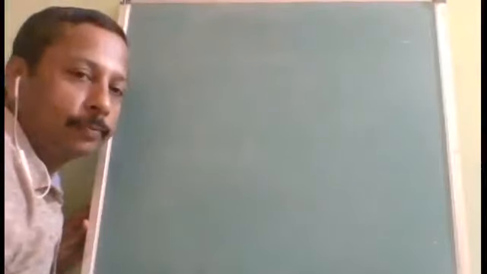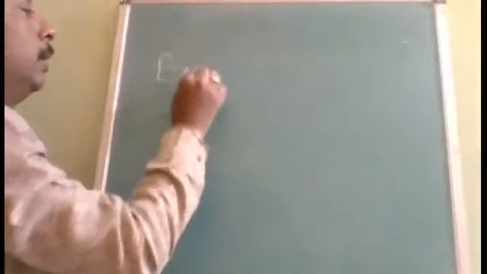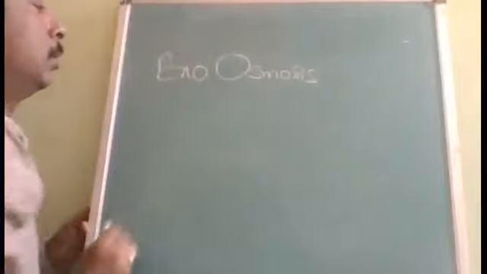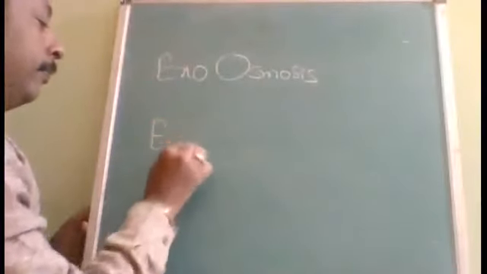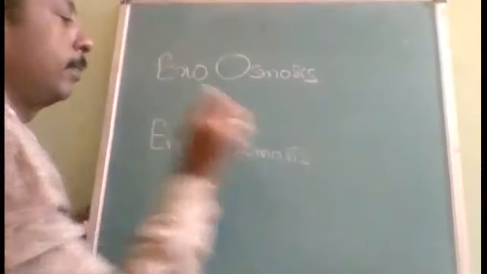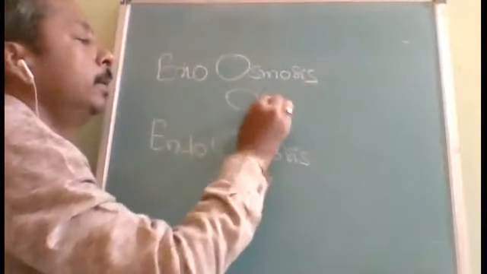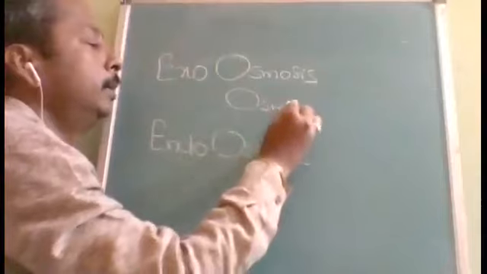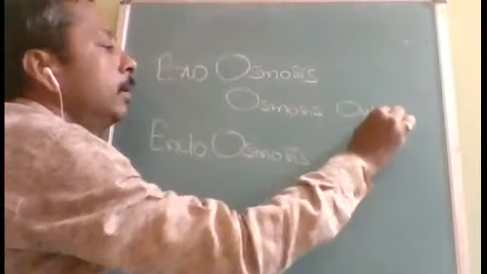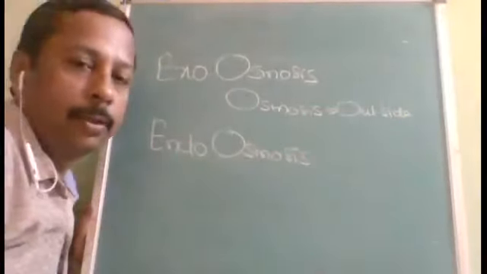Then coming to the next topic, exoosmosis and endoosmosis. Okay. Exoosmosis means the osmosis outside, exit. Osmosis causing outside flow is called exoosmosis.